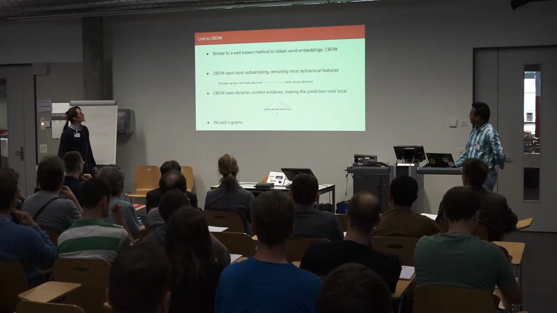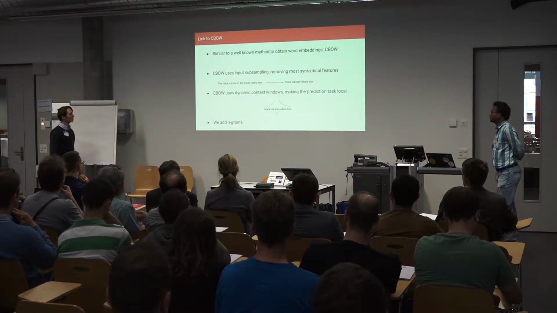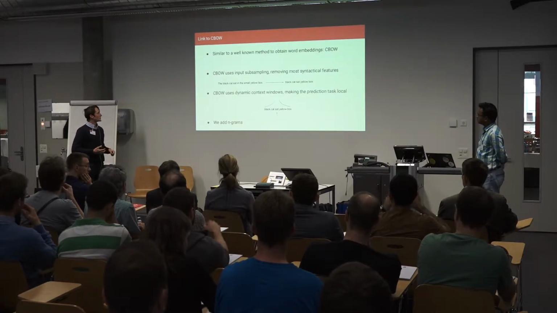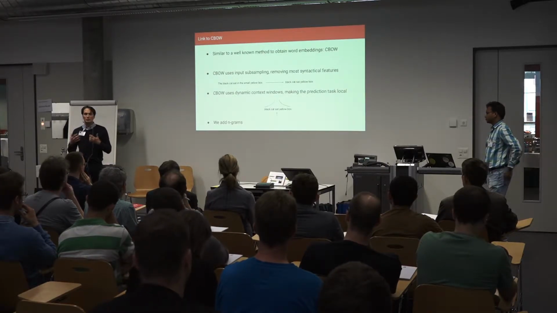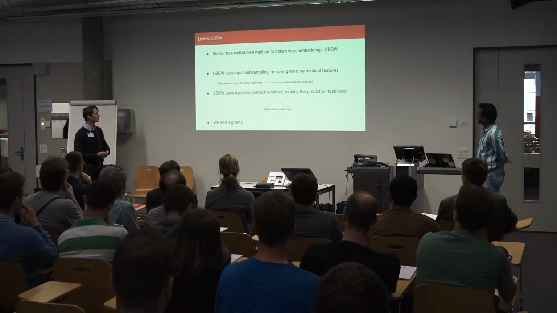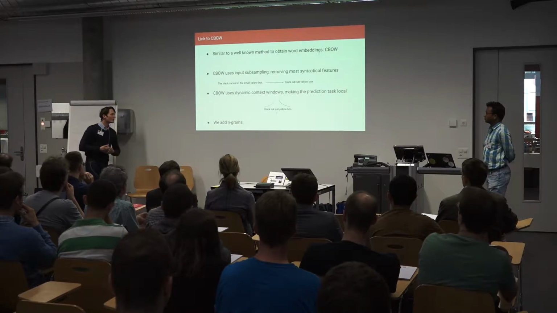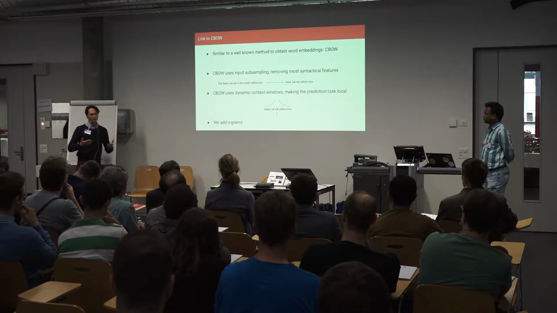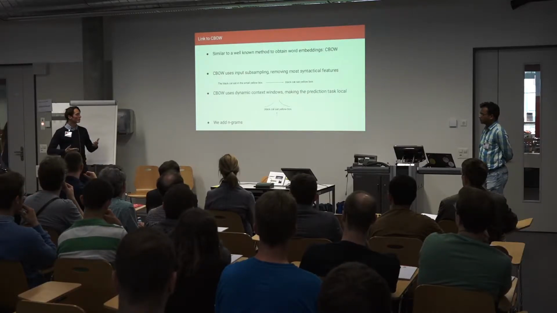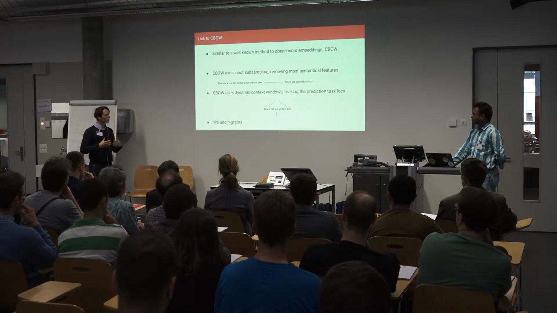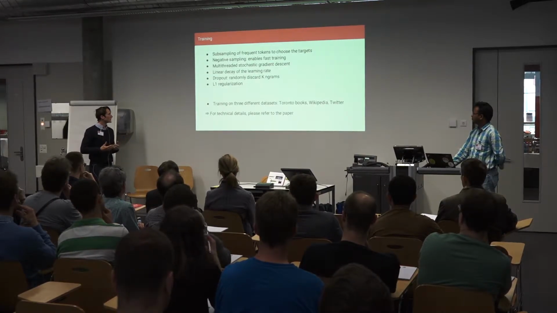And so this method is very similar to something that is well known, which is the CBOW word embeddings. But we are doing a few things that are different from CBOW. CBOW is using input sentence subsampling, which is removing some syntactical features that we want to keep. Also, CBOW uses dynamic context windows. This makes the prediction task very local. In our case, we don't want the prediction task to be local because we really want to accumulate the information. We want to learn how to compose embeddings of n-grams over the entire sentence.